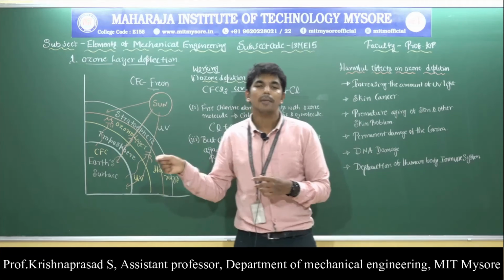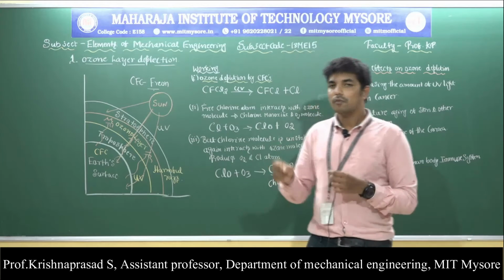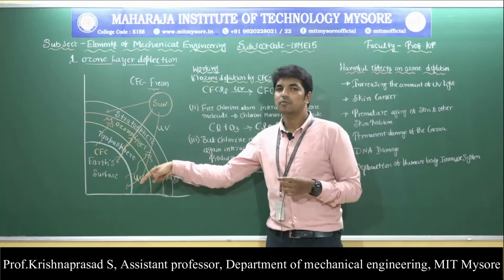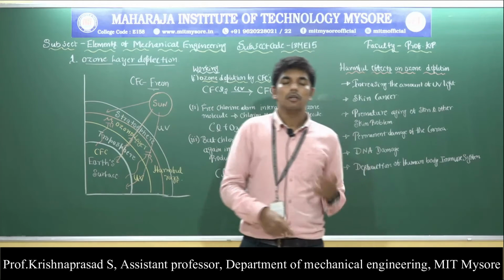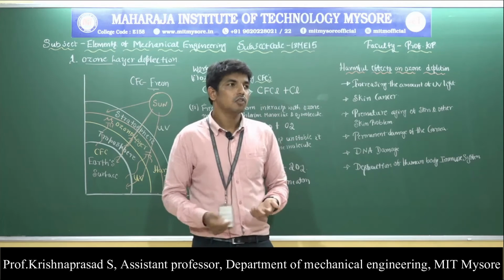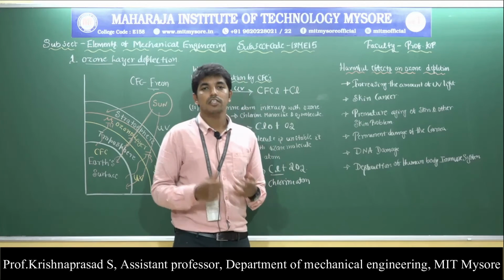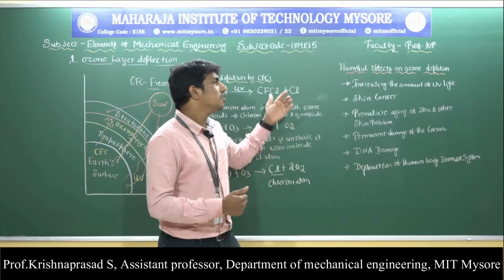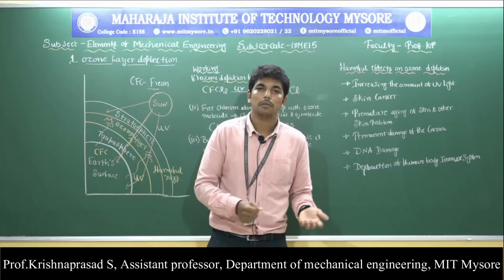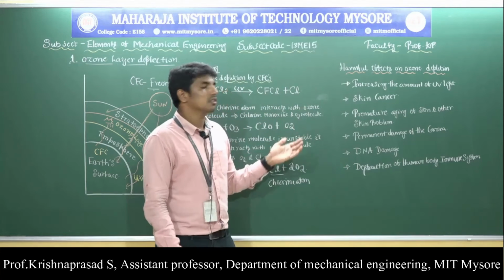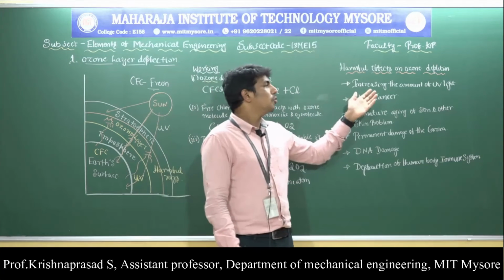If ozone layer holes happen in the stratosphere, harmful UV radiation enters the Earth's atmosphere, and this will have effects on human life. So what are the important things we need to observe, the effects of ozone layer depletion? That is very important. The main cause is the increasing amount of UV light.